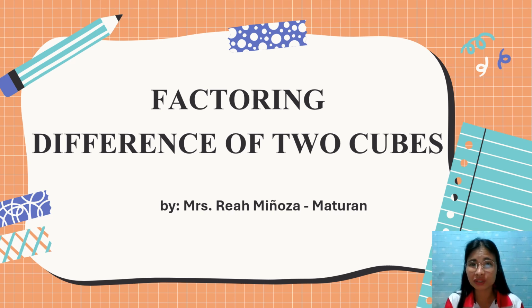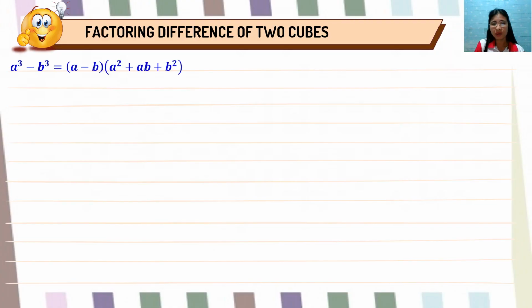This is again Teacher Rhea, and this time I am going to discuss factoring the difference of two cubes. So how are we going to factor the difference of two cubes? When we say difference of two cubes, that is represented by a cubed minus b cubed. So the first term is a perfect cube and the second term is also a perfect cube.